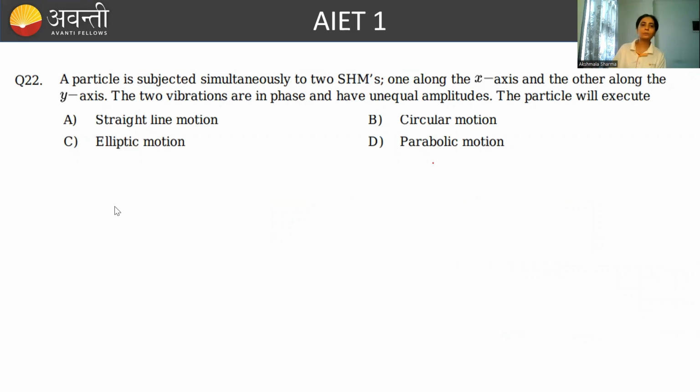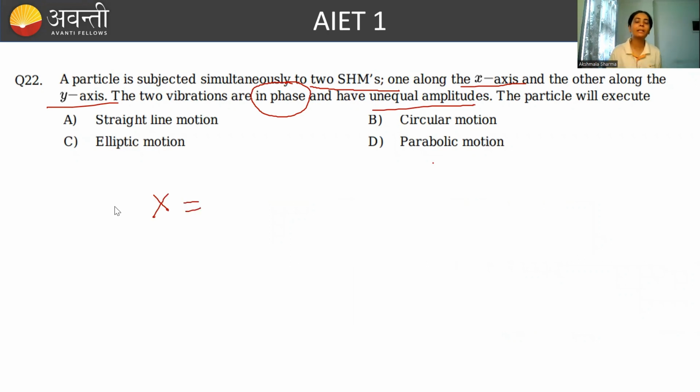Chalo. Now this is the question. A particle is subjected simultaneously to two SHMs, one along the x-axis and another along the y-axis. The two vibrations are in phase and have unequal amplitude. So चलो पहले let's see x equal to क्या हुआ?